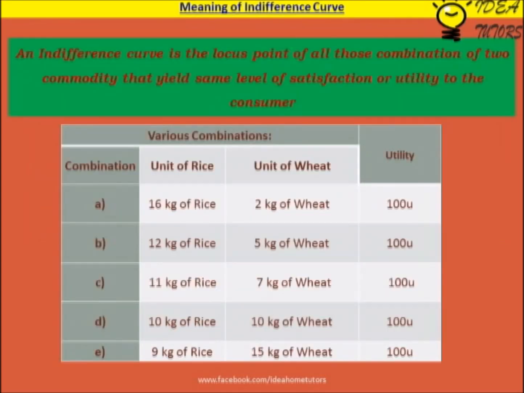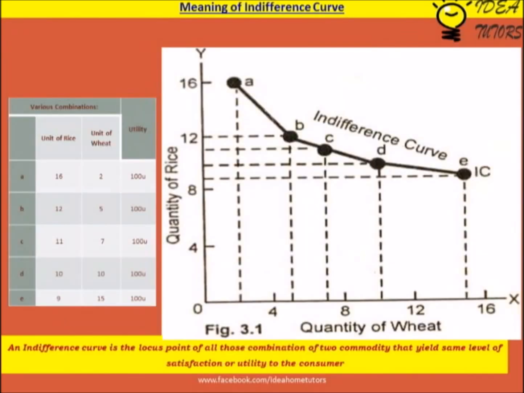The table shows all the combinations of wheat and rice that give the same level of utility to the consumer. We get the indifference curve by joining all these points.